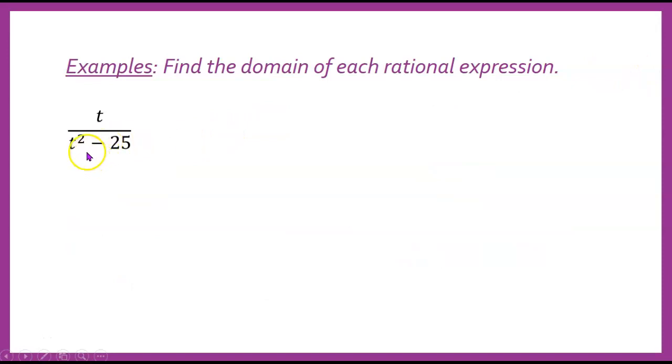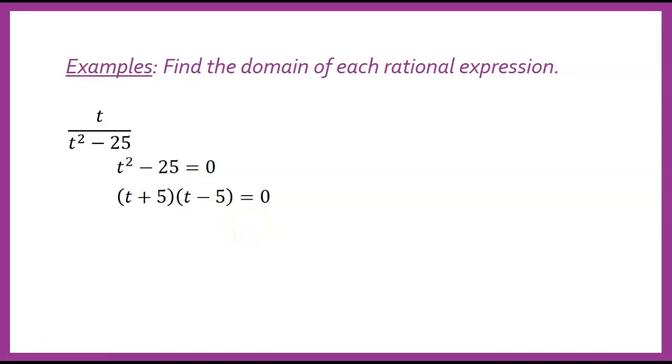What about t over t squared minus 25? To find the domain, we take that denominator and set it equal to 0. T squared minus 25 equals 0. And this is a quadratic equation. The variable is squared. So I'm going to solve this by factoring. This is a difference of two squares, t squared minus 5 squared. So I can factor it into t plus 5 times t minus 5.